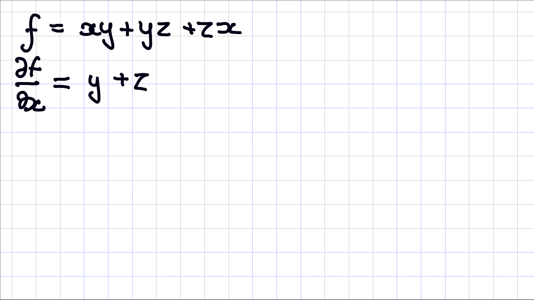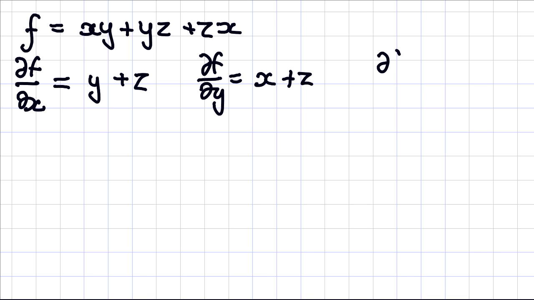Next we take the first y partial derivative, df dy. So now the first term gives us x, the second term gives us z, and the final term again gives us 0 because there's no y in it. You can also take the first partial derivative with respect to z. The first term has no z's in it, so it gives us 0. We pick up a y from the second term and an x from the third term.